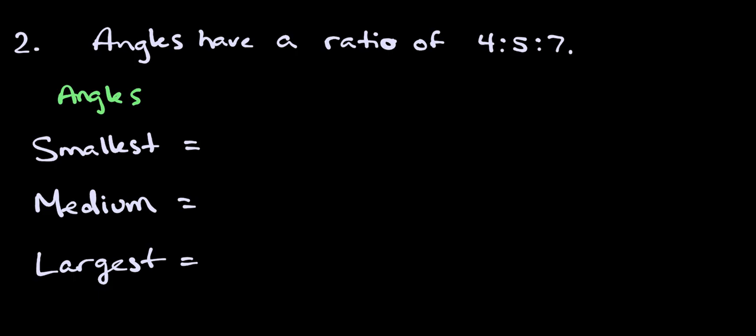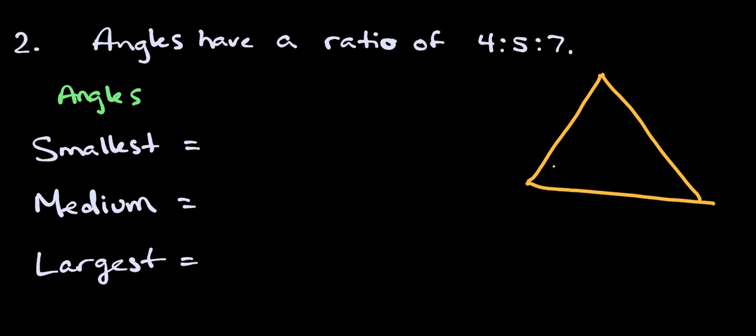Number two, remember that angles in a triangle always add up to 180 degrees. And it says in this problem that the angles have a ratio of 4 to 5 to 7. So if I was to draw a quick little sketch here, maybe this is the 4 here, maybe 5 here, and 7. And we certainly know that 4 plus 5 plus 7 obviously is not 180.